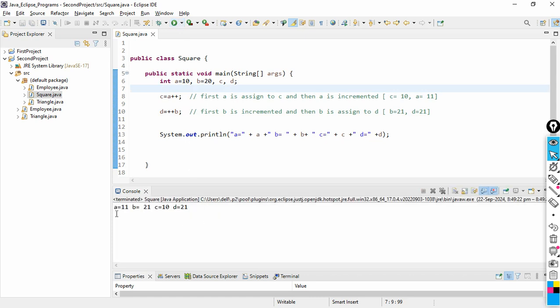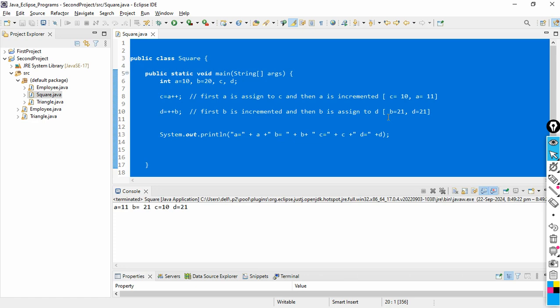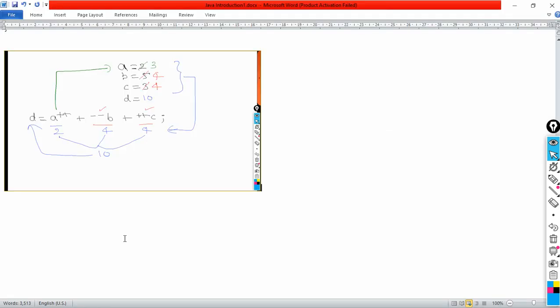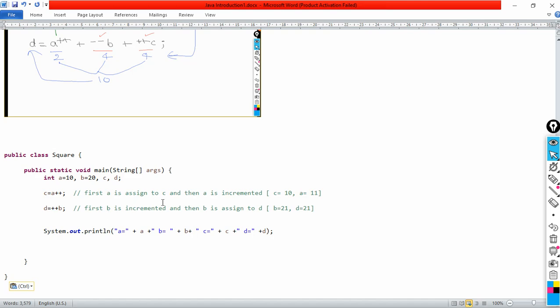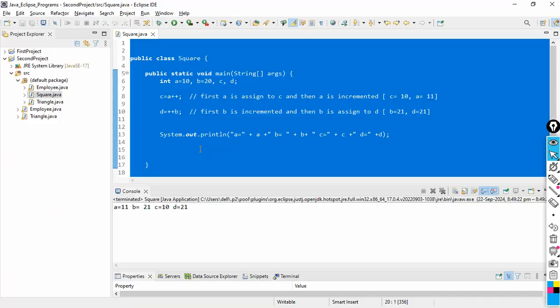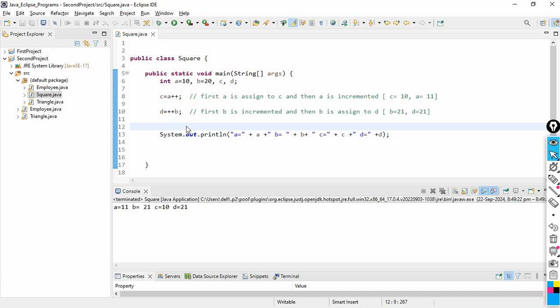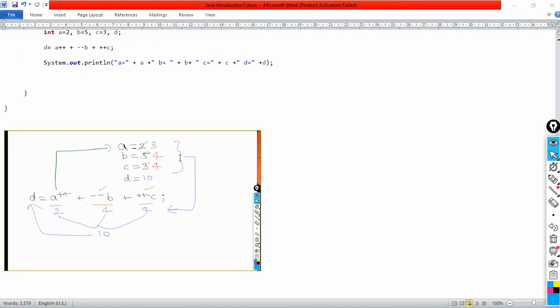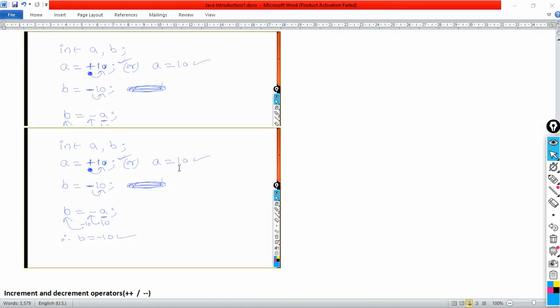Yeah, this is what happens. A is 11, B is 21, then C is 10, and D is 21. You can see the output, right? Fine. So let me copy paste this program here, and this is what we have completed. The output is present in the program itself. Good. So like this we have completed increment and decrement operators.